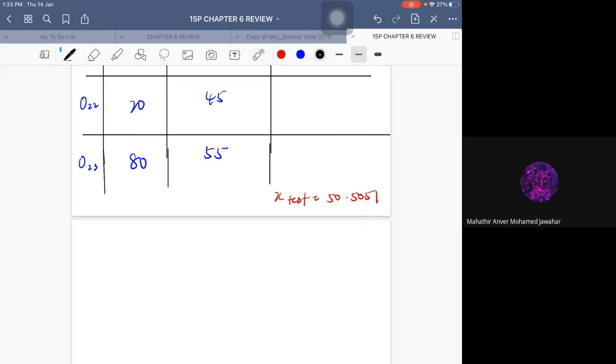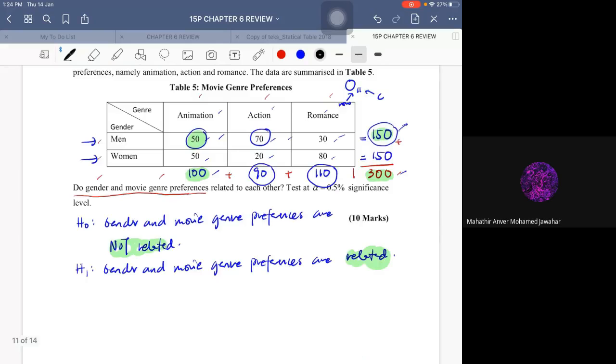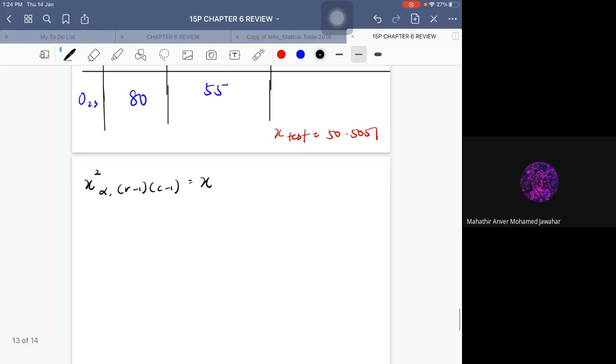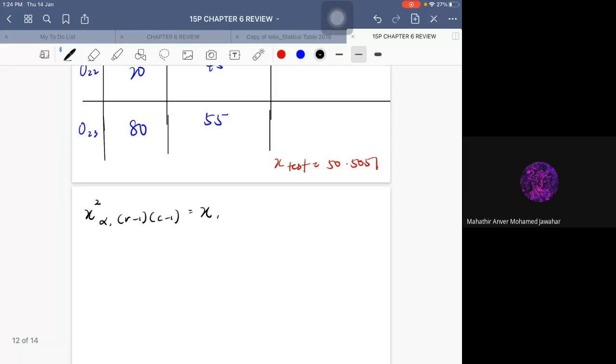For a contingency table, the critical value is given by chi-square alpha, with r minus 1 multiplied by c minus 1 degrees of freedom. So now for our case, what is the alpha value that is being asked in the question? It's going to be 0.5% or 0.05. So I'm going to put over here 0.05. No, it's going to be 0.005 because it's 5%.